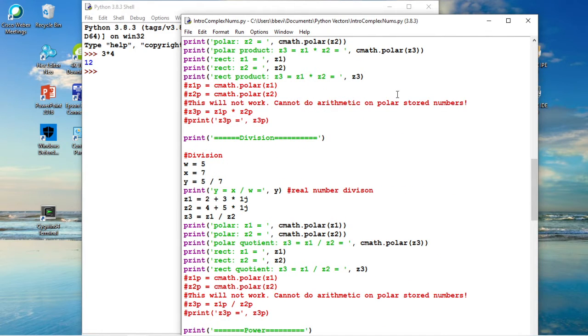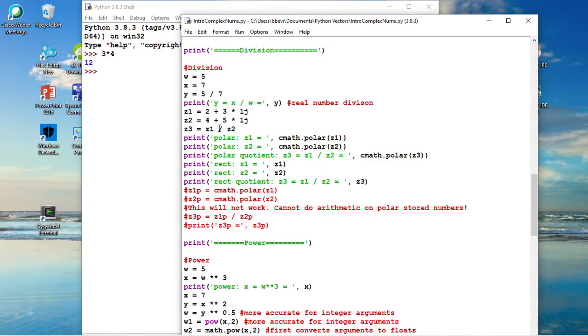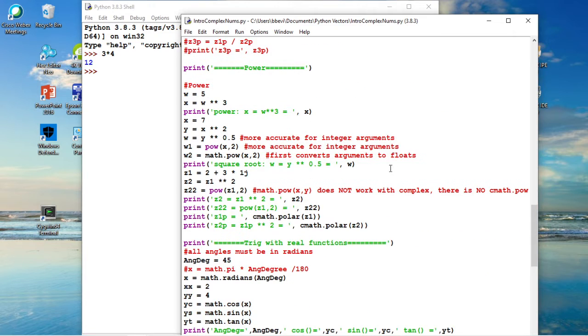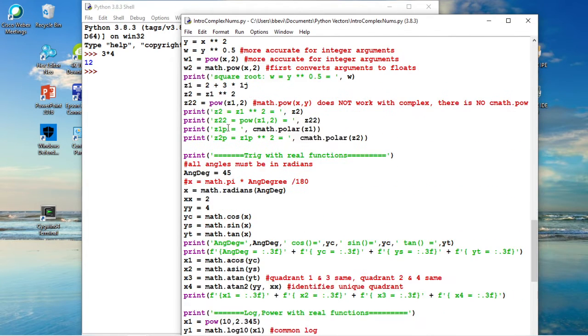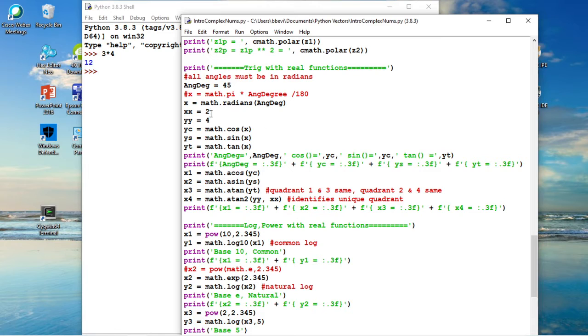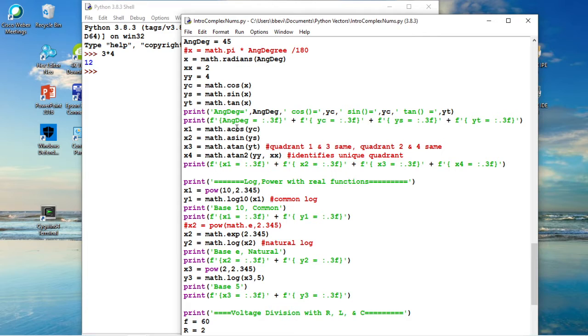Here I'm showing that you cannot do arithmetic on polar stored numbers, so you can read through that. Division: here I'm dividing complex numbers. Here it's showing some stuff that won't work. Power function. All angles must be in radians, so here we're doing the cosine, sine, and tangent functions, then the arc tangent or inverse functions.